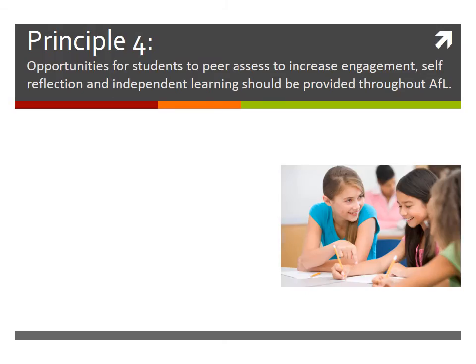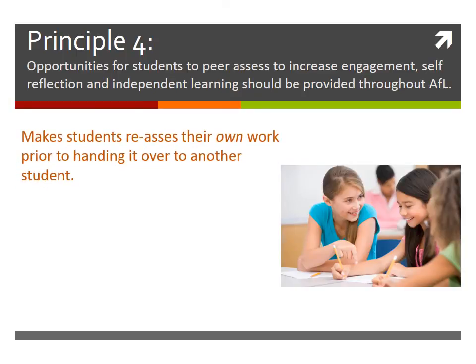Principle 4, opportunities for students to peer assess helps increase engagement and helps them to self-reflect and engage in independent learning, and this should be provided regularly throughout assessment for learning. The benefits of doing so is that it makes the students actually reassess their own work because they were conscious of the fact that it was going to be read by their peers, so they rechecked it prior to handing it over to another student.